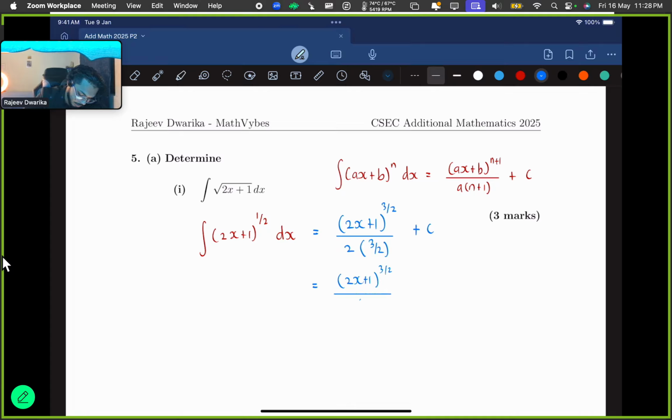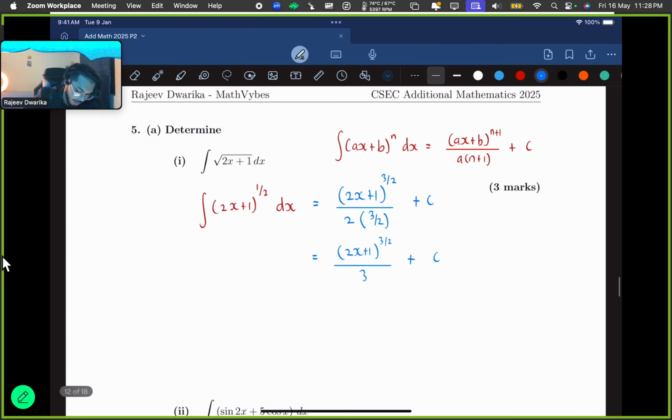Right? 3. Now if you wanted to be a little extra, you could write it in third form. Check this: 2x plus 1 to the power 3 over 2 is the same thing as 2x plus 1 to the power a half, all raised to the power 3. Yes or no? And so I could write 2x plus 1 to the power a half as the square root, and that will be equivalent to 2x plus 1 cubed, all squared, over 3.